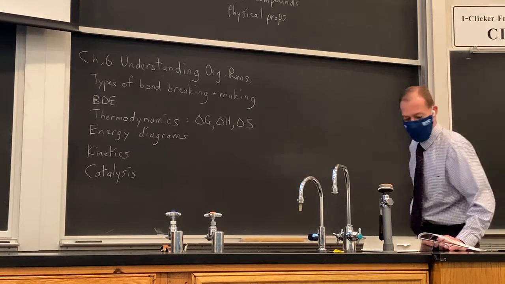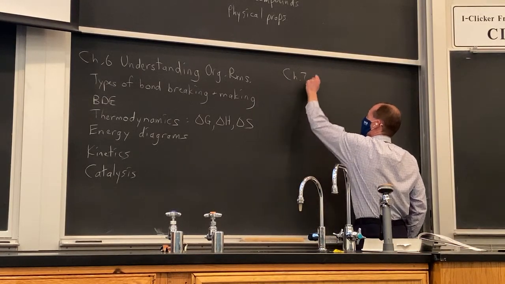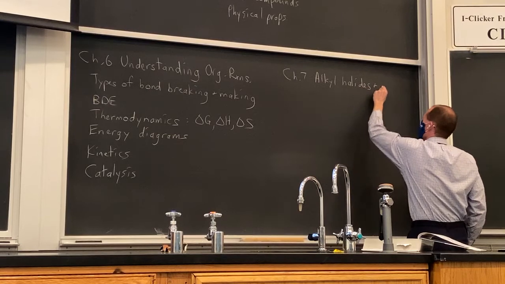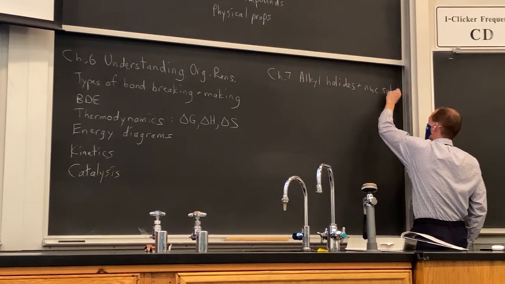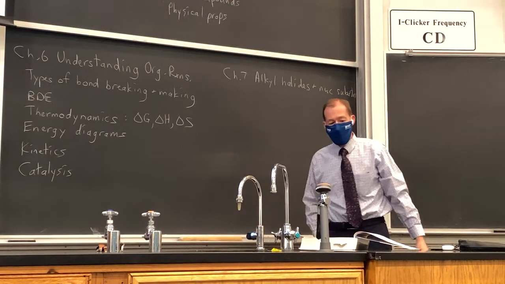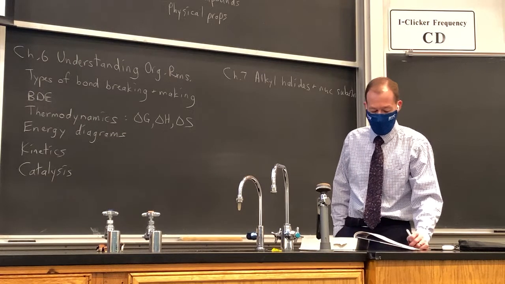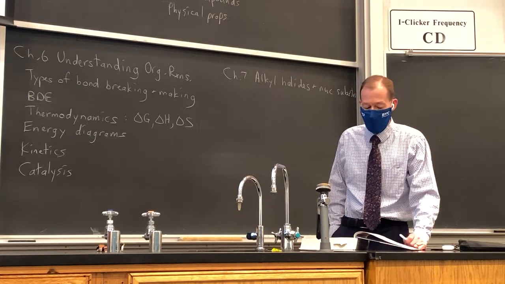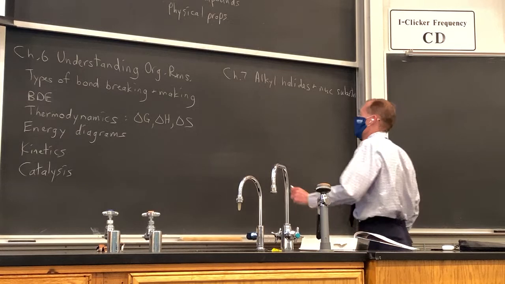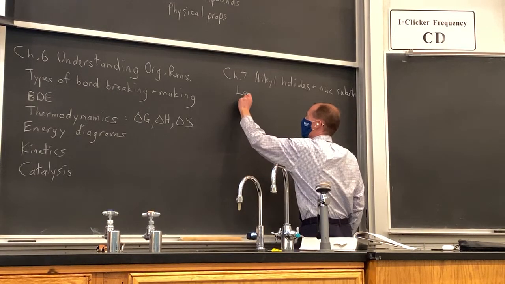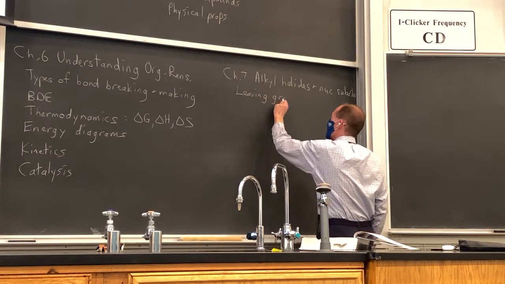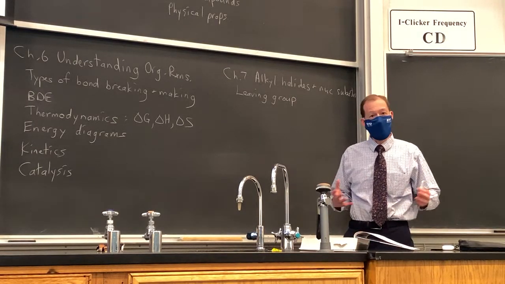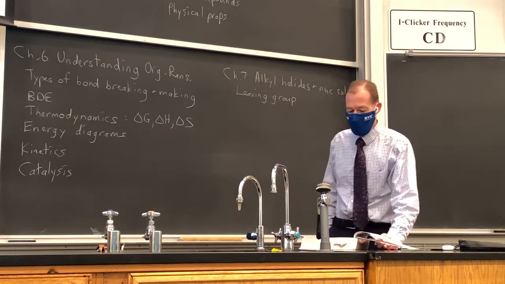Okay, chapter 7, alkyl halides and nucleophilic substitution. All right, so in this chapter, we studied our first specific type of reaction, and we went over some general features of nucleophilic substitution. In order to have a nucleophilic substitution, we have to have a leaving group. So we discussed what makes a good leaving group. So you ought to be able to rank different leaving groups in terms of their leaving group ability.